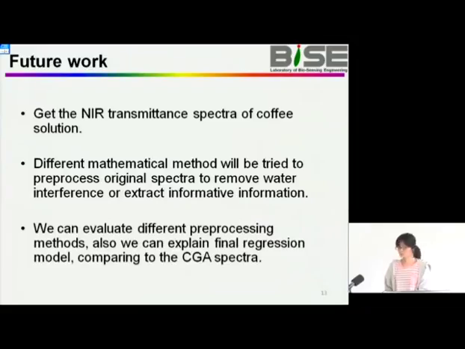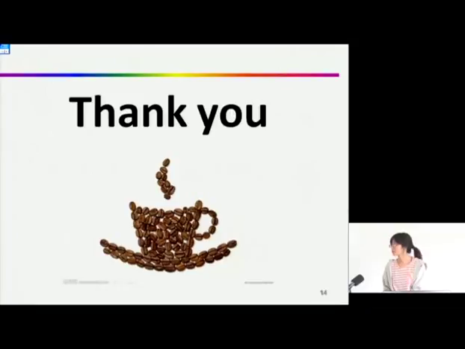For future work, I will get the NIR transmittance spectrum of coffee solution, and different mathematical methods will be tried to pre-process the original spectrum to remove water interference or extract the informative information. And then we can evaluate the different pre-processing methods. And also we can explain the final regression model by comparing it to the CGA spectrum we just got. That's all. Thank you.